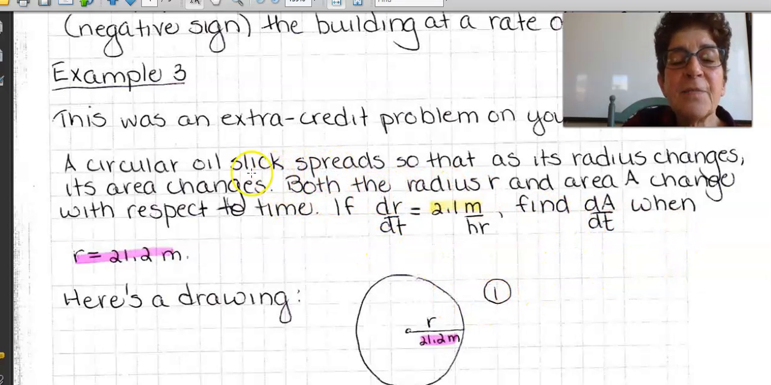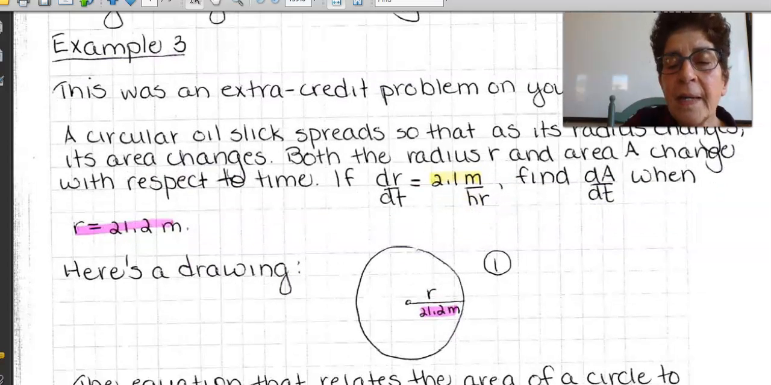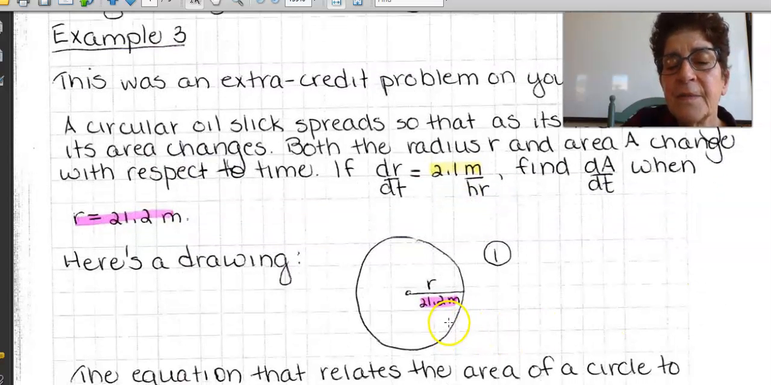So essentially this problem's saying it spreads out so that as the radius changes with respect to time, so does the area. We know the radius change is 2.1 meters per hour. Again, notice the units. Okay, we're measuring distances in meters and we're measuring time in hours. They want us to find the change of the area with respect to time when the radius is 21.2 meters. So again, we have our drawing, okay, with our radius filled in.